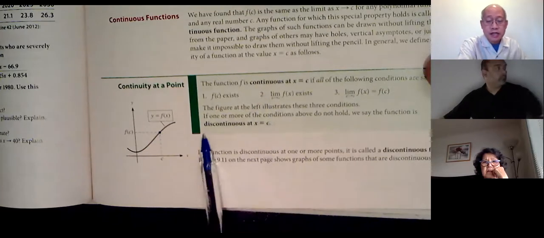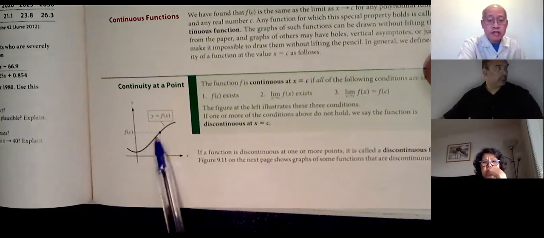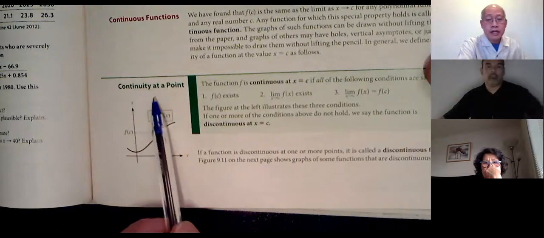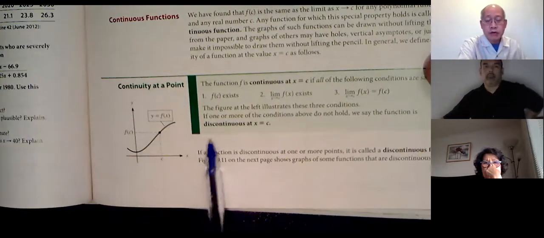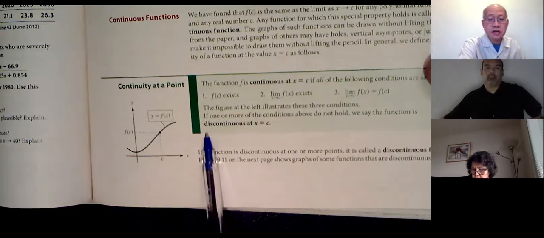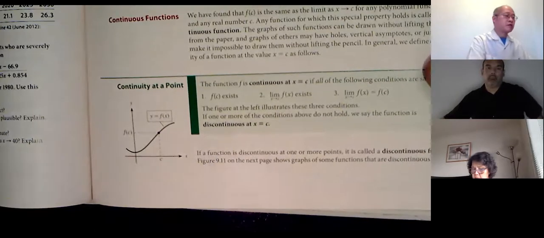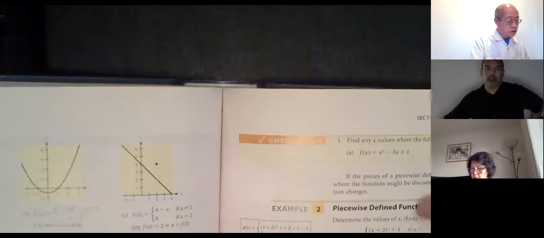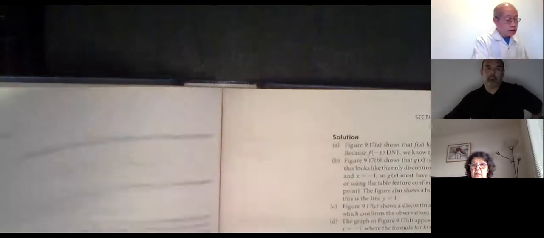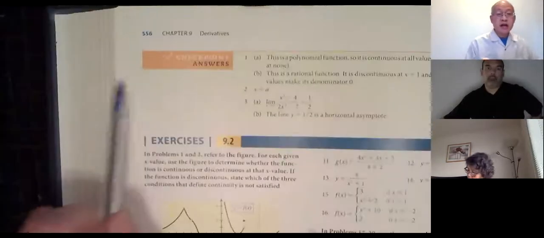So continuous. Discontinuous: you have to stop, lift up your pen, and then keep going somewhere else. That would be a point where the function is discontinuous, or a discontinuity, as it were. It's probably best if I just go ahead and show you some examples of that. All right, so we'll jump right in on page 556.